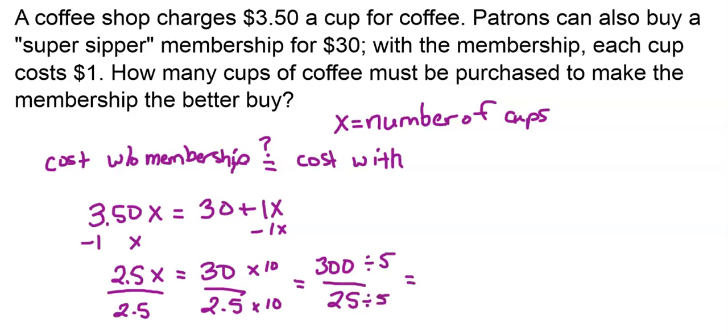300 divided by 5. 30 divided by 5 is 6, so 300 divided by 5 is 60. And 25 divided by 5 is 5, and 60 divided by 5 is 12. So the cost is the same for 12 cups. If you want to pay less overall, you'd have to buy more than 12 cups.